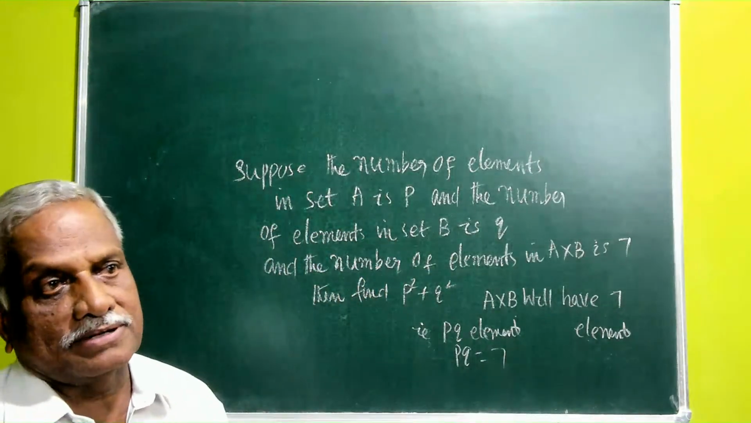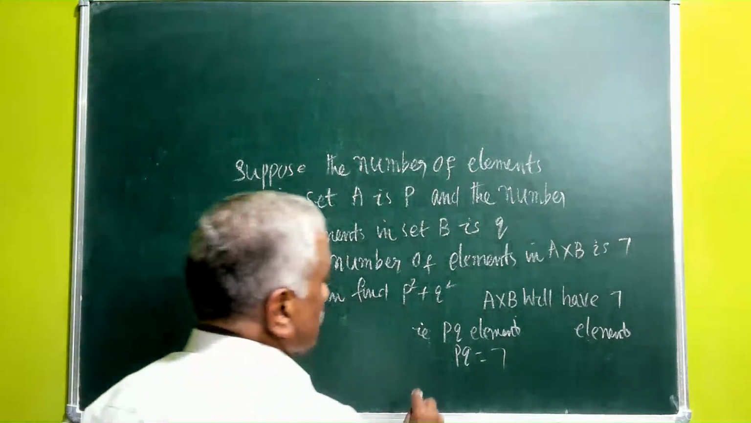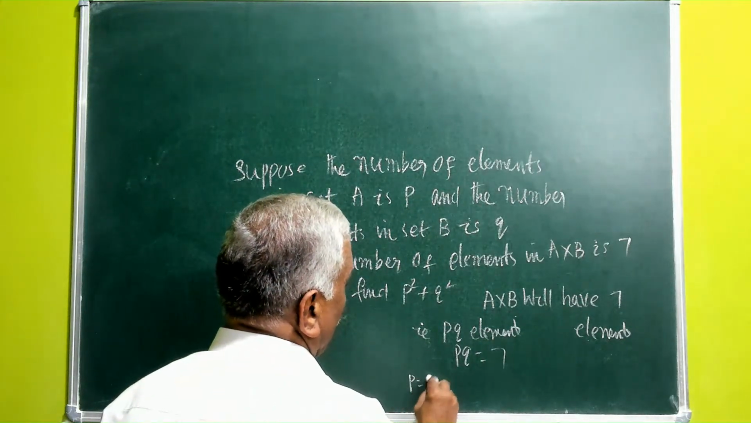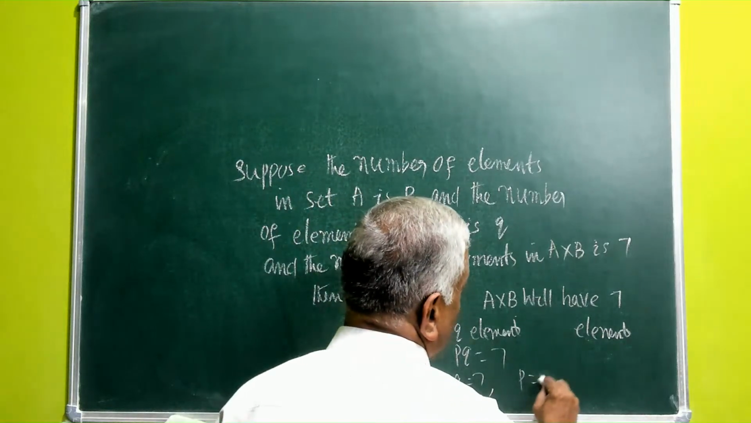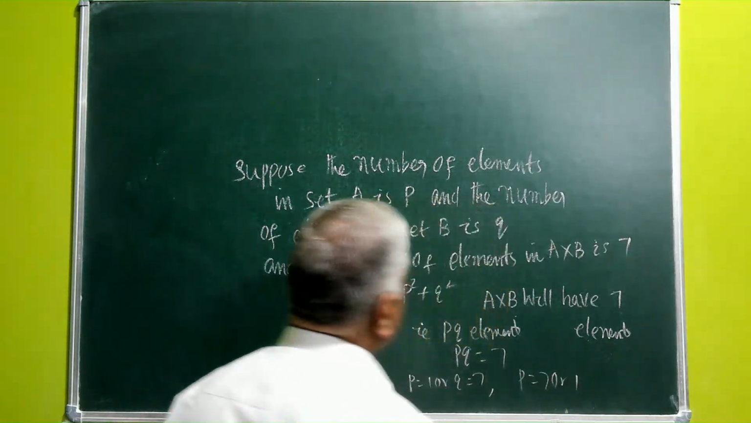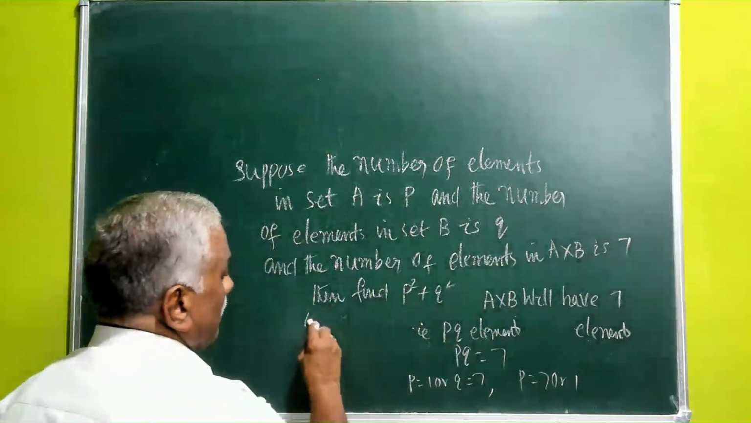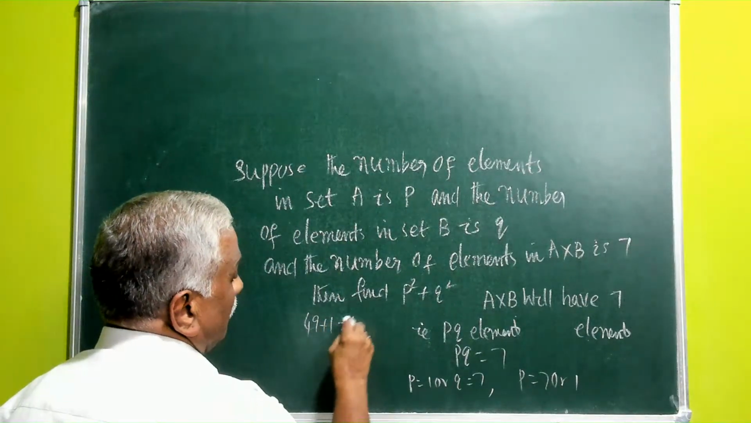Now 7 is a prime number. Therefore, what are the possibilities? P is equal to 1 and Q is equal to 7, or P is equal to 7 and Q is equal to 1. Whatever it is, P square plus Q square is going to be 49 plus 1, that is equal to 50.